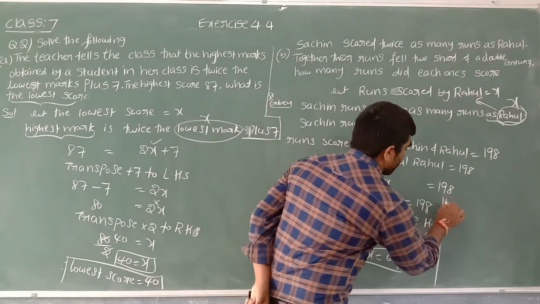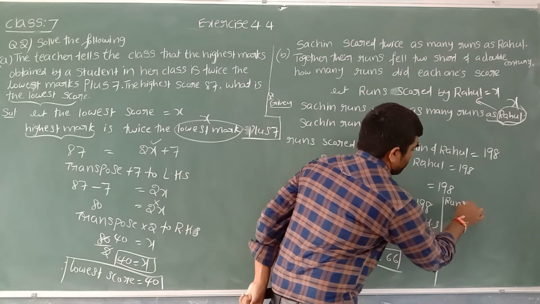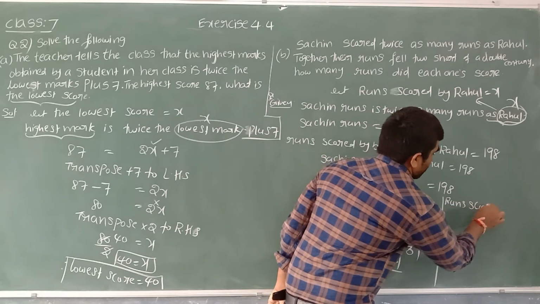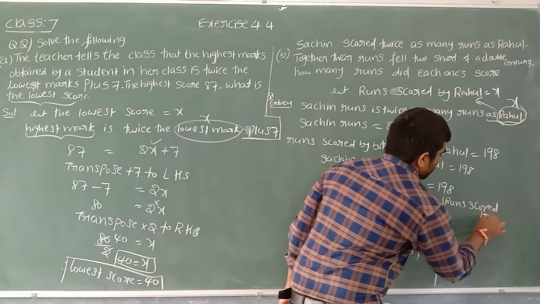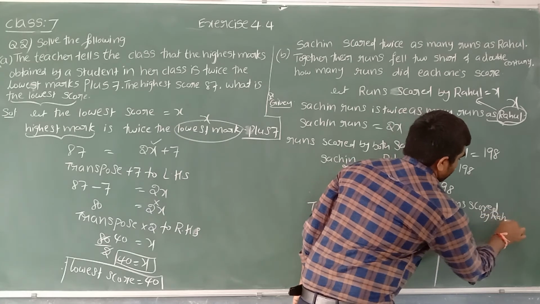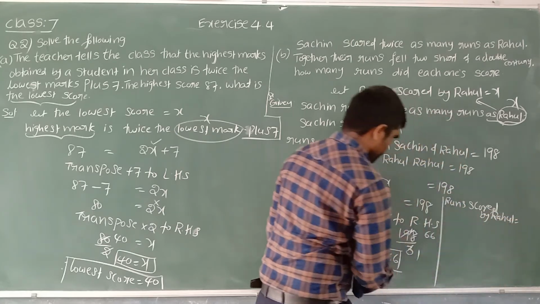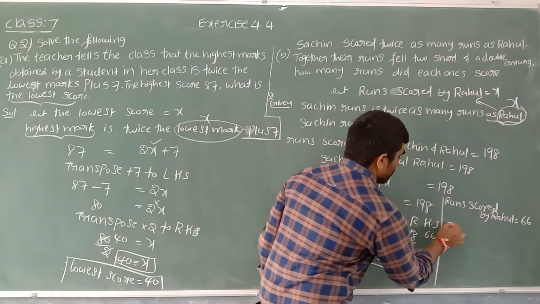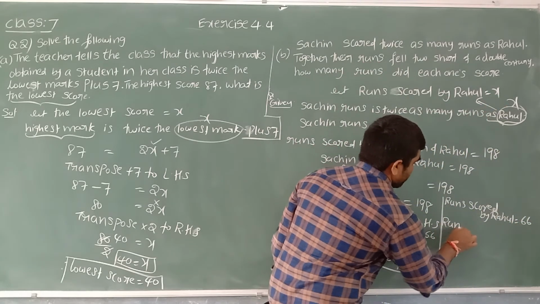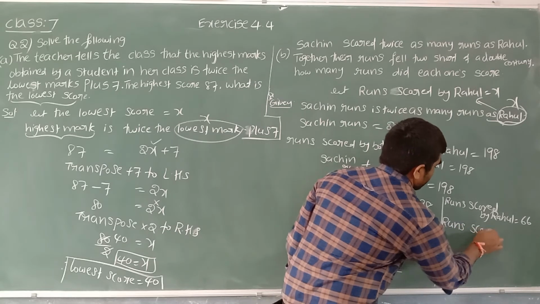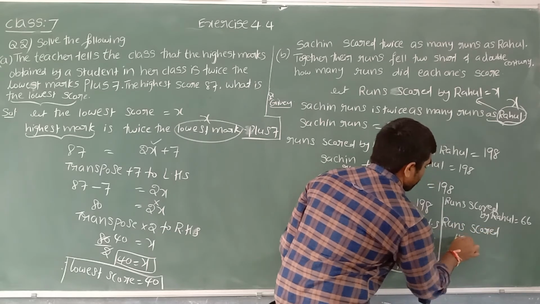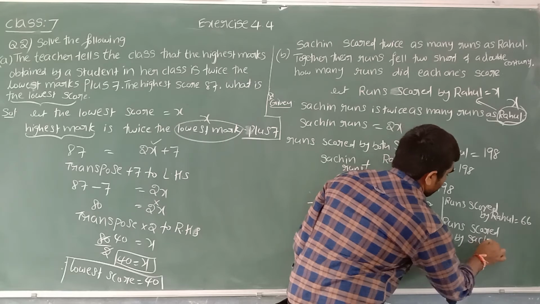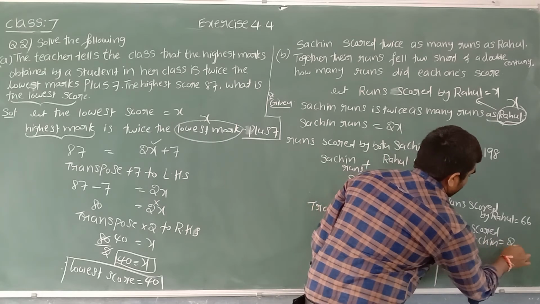Yes. Runs scored by Rahul is equal to how many? X, nothing but 66. We can write. Next, runs scored by Sachin is equal to 2 times of x.